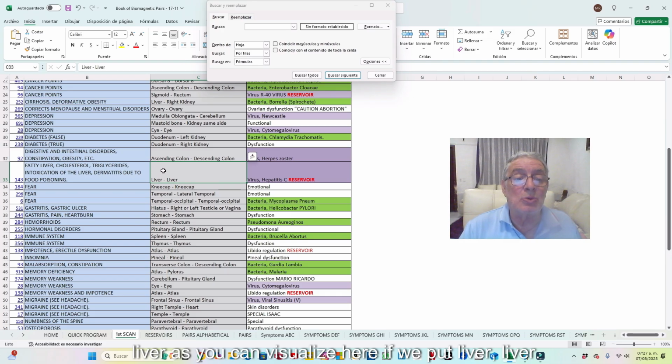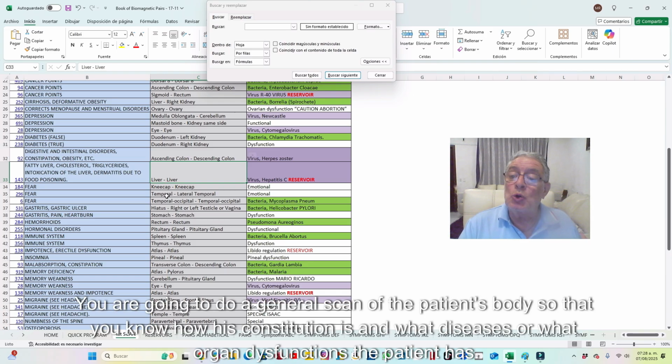Liver, as you can visualize here, if we put liver, it is because the patient has liver disease, whether it has heart disease, hemorrhoids, or any disease that is here. You are going to do a general scan of the patient's body so that you know how his constitution is and what diseases or organ dysfunctions the patient has.